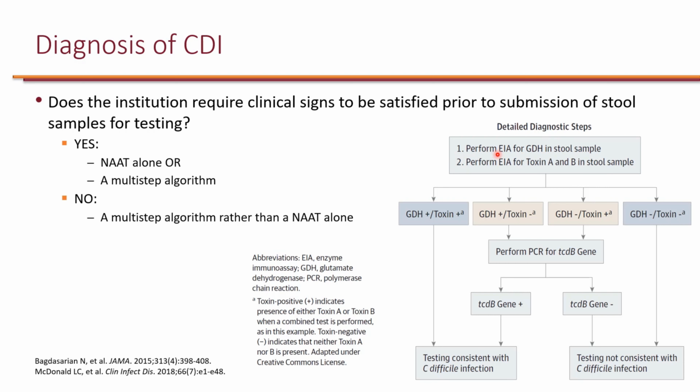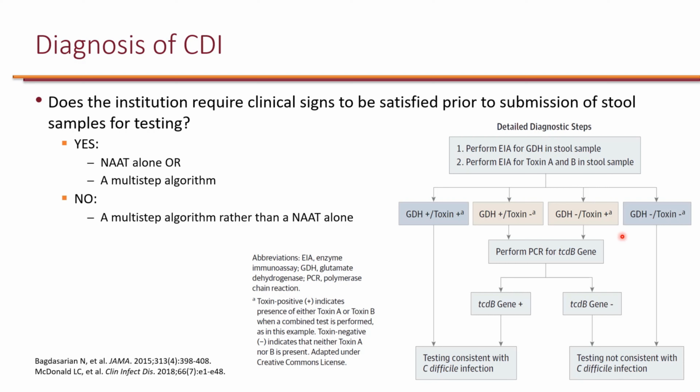So basically, once the stool sample comes into the lab, we will perform enzyme immunoassay for the GDH. So that will tell you if the C. diff organism is there or not. And then they will perform an enzyme immunoassay for the toxin A and B. And this will basically tell you if the strain is toxigenic or non-toxigenic. So if both of these happen to be positive, so if it's GDH positive and toxin positive, then the conclusion is that the patient has C. diff infection. And of course, on the other hand, if both of them test negative, then it's concluded that the patient does not have C. diff infection.